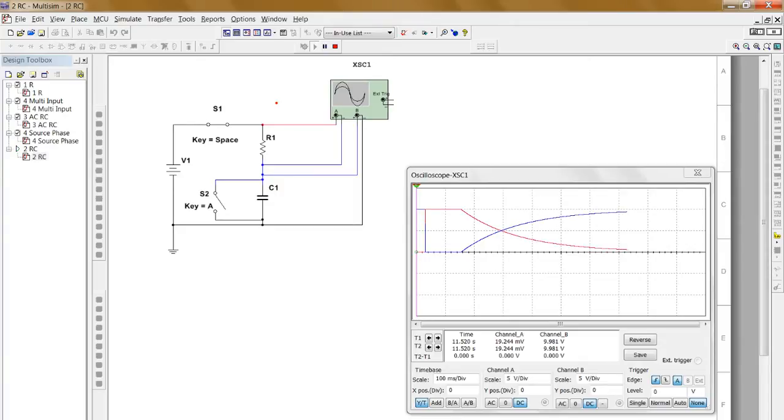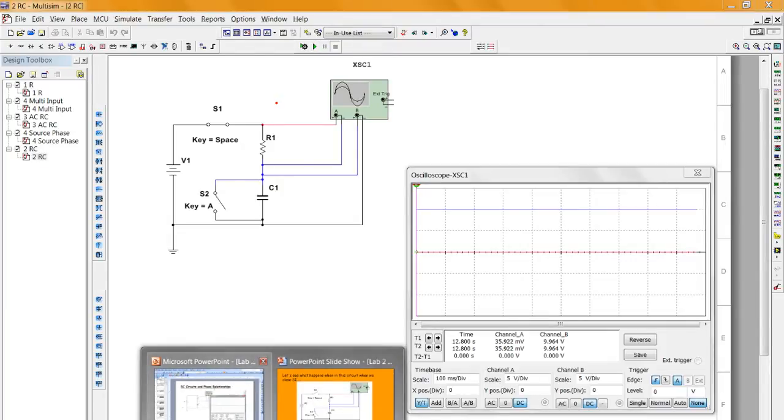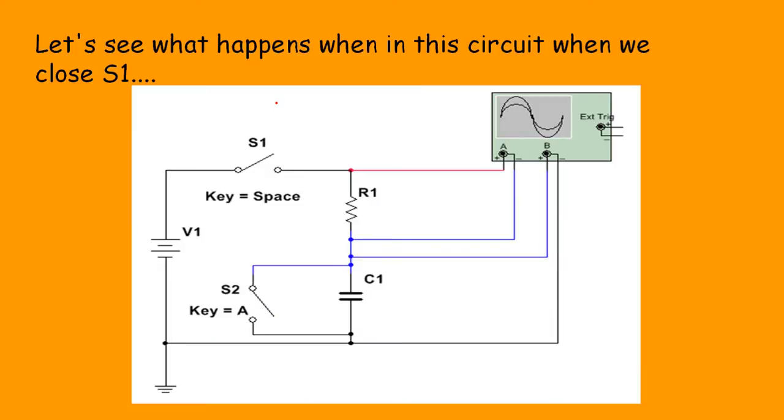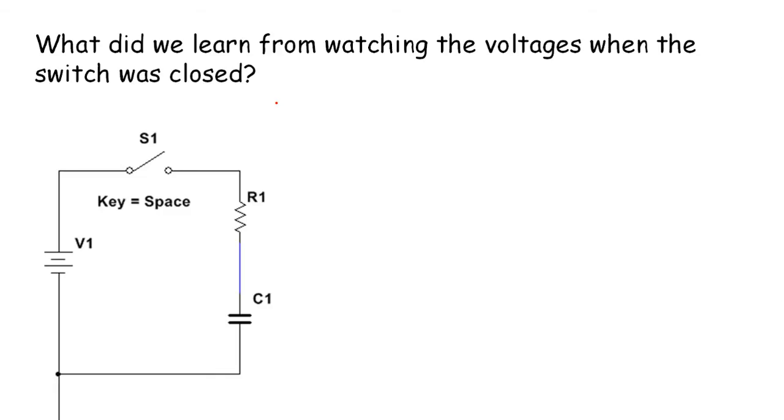And the reason for that is the capacitor is charging up, and it eventually charges up. The blue eventually charges up to the 10 volts of the battery, and there's no more voltage drop across the resistor, so there's no reason for current to flow. All right, that was our point of that demonstration. Let's turn Multisim off. We'll go back to our regularly scheduled show and see what else we have in store.